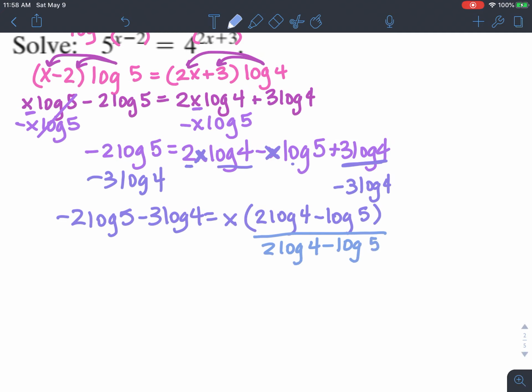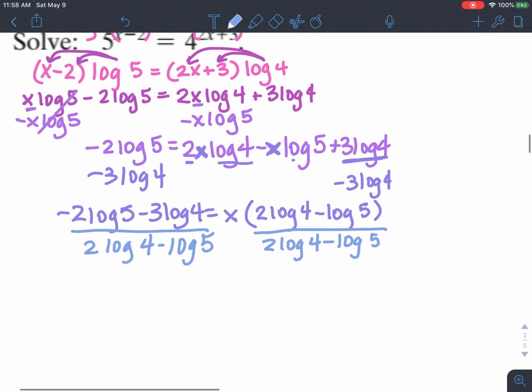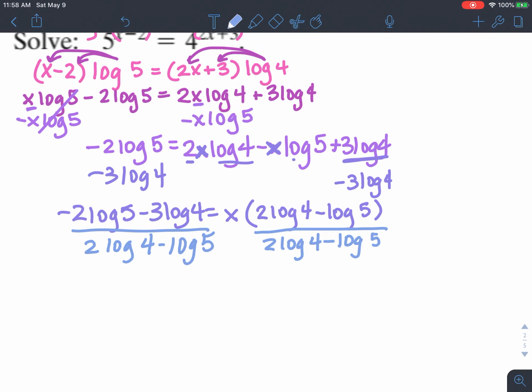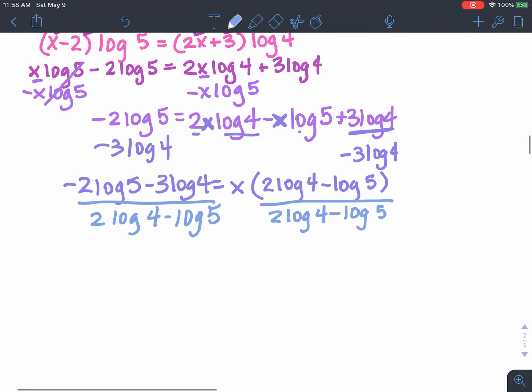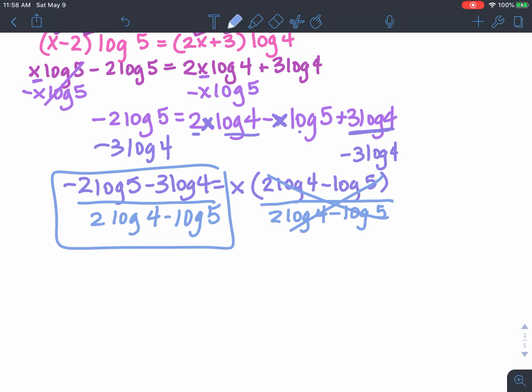Now this process of solving when you just like can't actually combine anything will be very familiar. In calculus, you have to do solving like this all the time. So even though it won't be with logs, it's the same kind of process. So x equals this.